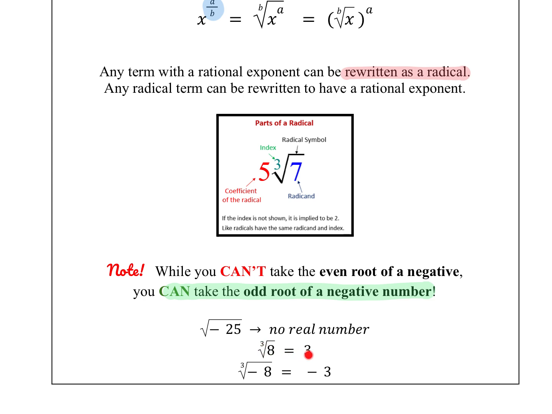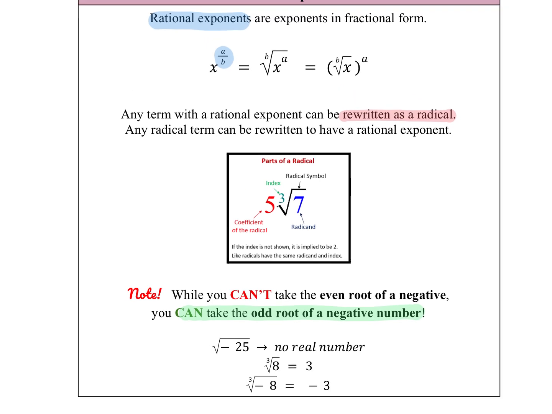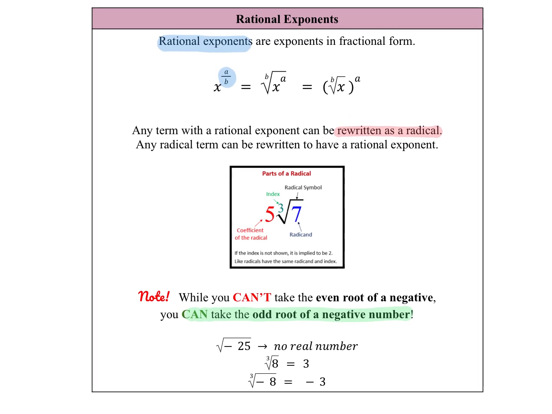The cube root of 8 is 2, because 2 cubed is 8. But you can also take the cube root of a negative number. The cube root of negative 8 is negative 2, and that's because if you take negative 2 and cube it, you get negative 8. So it's very possible to take the odd root of a negative number. It is not possible to take the even root of a negative number. So just something to keep in mind as we're working with these different nth roots.